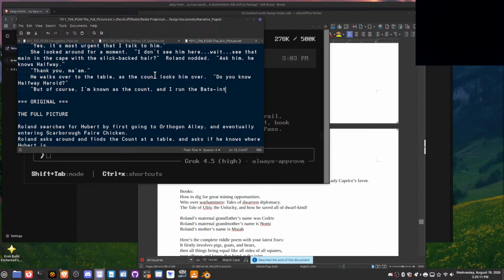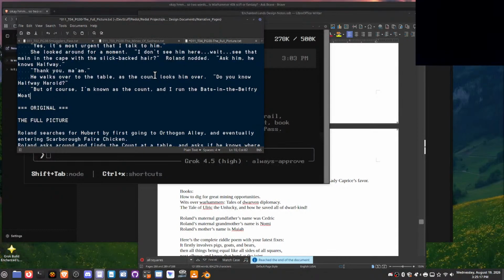That's the free hotel. And that's the free motel. As the count. Capitalize the count.